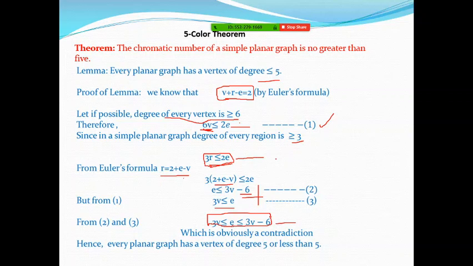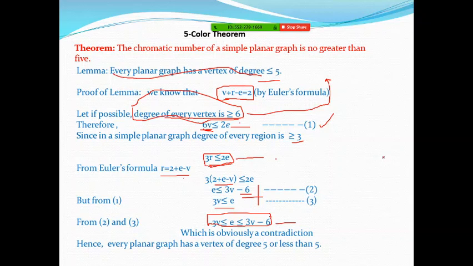So it is a contradiction to the assumption that the degree of every vertex is equal to or higher than 6. So that means we were on the wrong side. So the result is contrary to our assumption. The assumption was greater than or equal to 6. So yes, every planar graph has a vertex with degree less than or equal to 5.